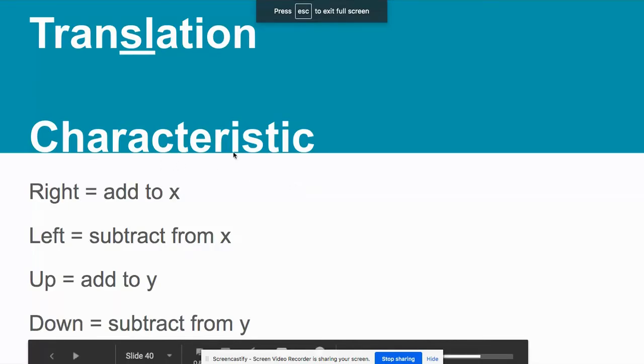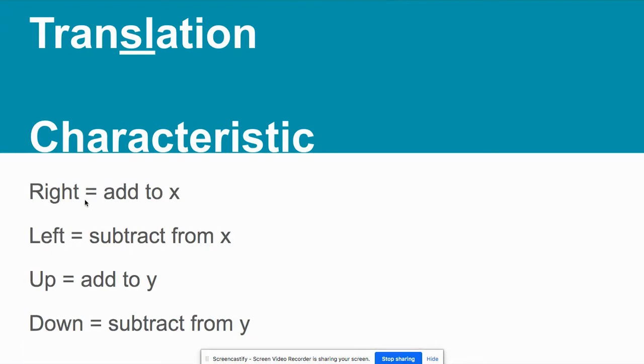Okay, so here's a characteristic of a translation. When we move an object right, like how we did with Pac-Man, you're adding to the x value. When you move it left, you're subtracting from the x value. If you go up, like we did with Pac-Man, you're adding to the y value. And if you go down, you're subtracting from the y value. This is a key characteristic of a translation.